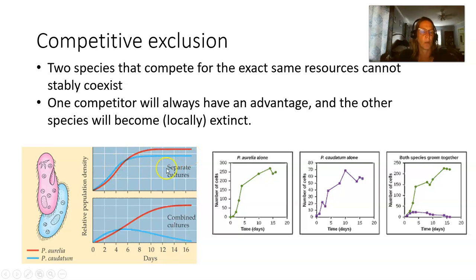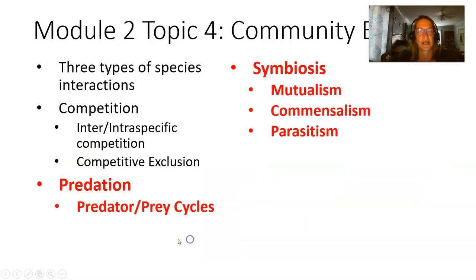Okay, but when you put those cultures together in a single petri dish with the same resources, then they both eat the same bacteria. So what you have is P. aurelia does pretty well, and they actually end up reaching some kind of high density population, whereas P. caudatum starts to compete, but then it looks like P. aurelia does a better job of competing, and P. caudatum goes extinct. Whoops.